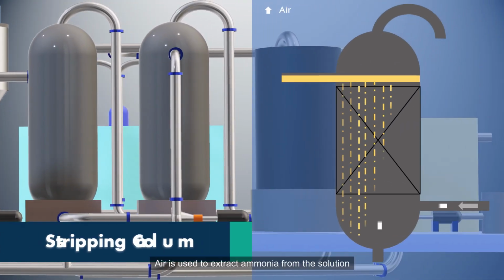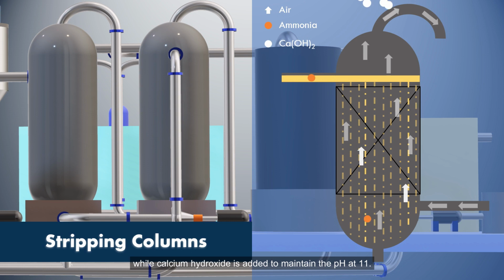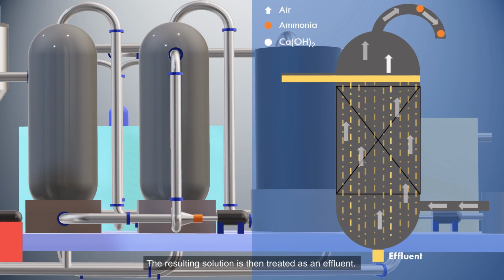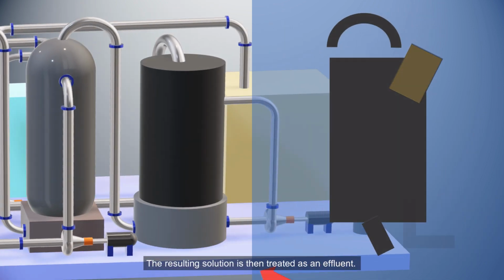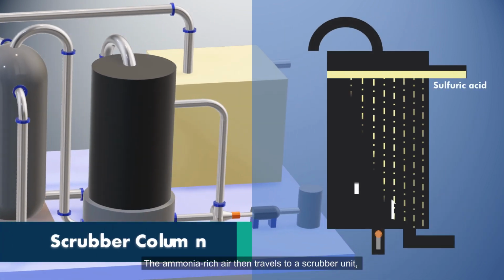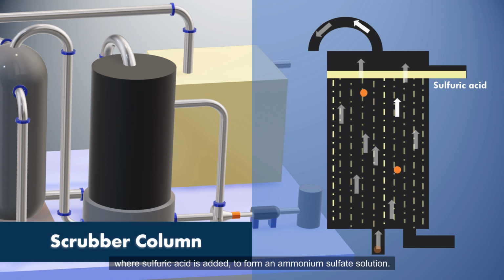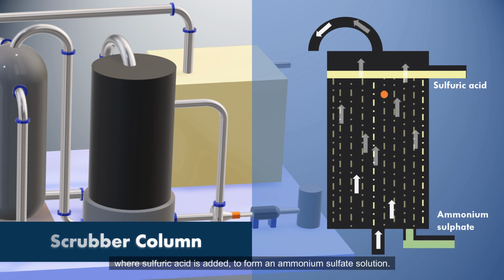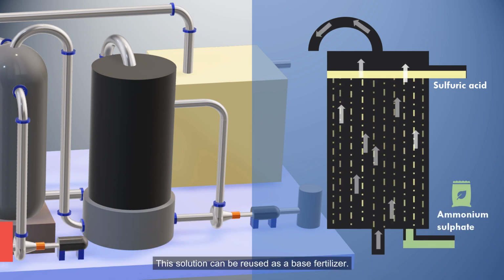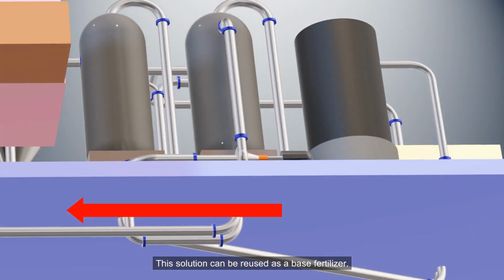Air is used to extract ammonia from the solution while calcium hydroxide is added to maintain the pH at 11. The resulting solution is then treated as an effluent. The ammonia-rich air then travels to a scrubber unit, where sulfuric acid is added to form an ammonium sulfate solution. This solution can be reused as a base fertilizer.